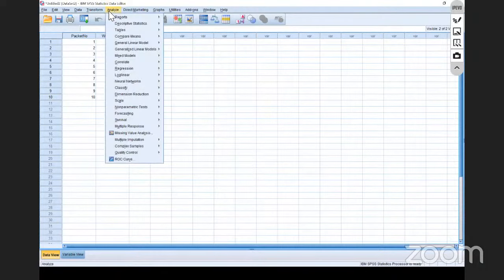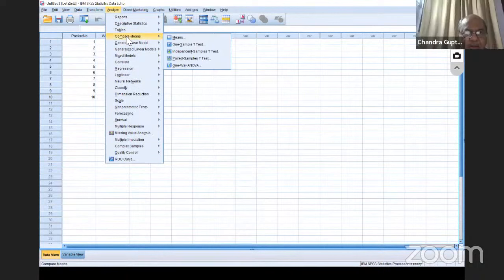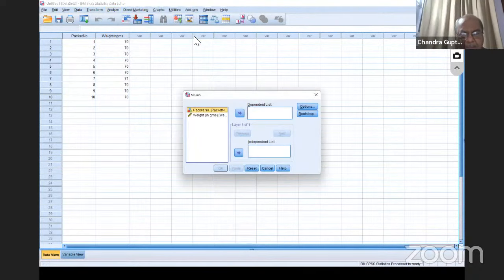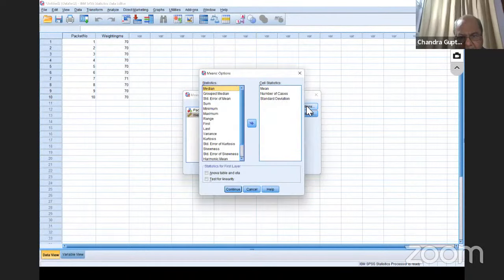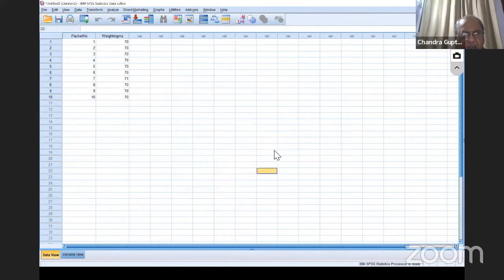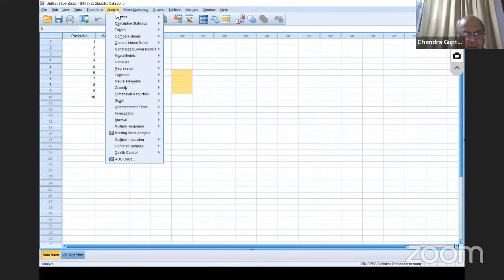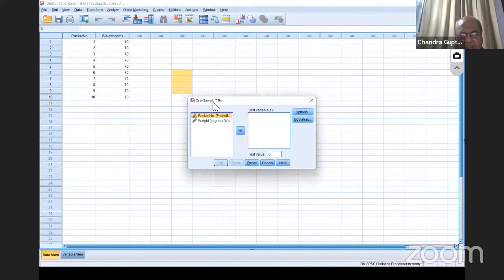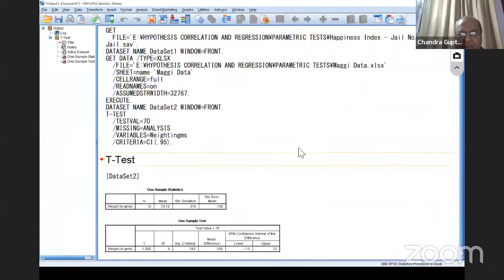So go to analyze, then compare means, mean test. The weight is my dependent variable. Sorry, I think I've taken a wrong choice. Go to analyze, compare means, one sample t-test. Test variable is weight. Test value is 70. Okay. And that's the result which we get.